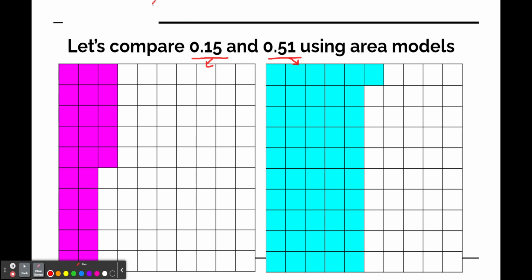So if I were to write a comparison statement, I could write 15 hundredths is less than 51 hundredths. Or I can also say 51 hundredths is greater than 15 hundredths.